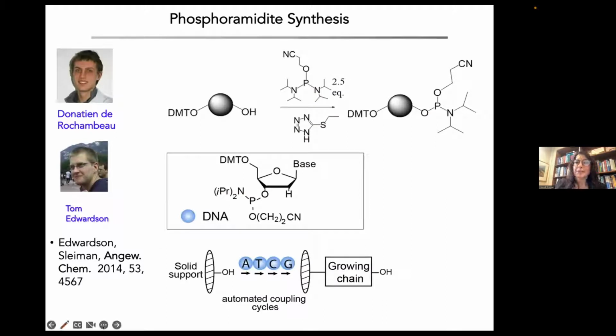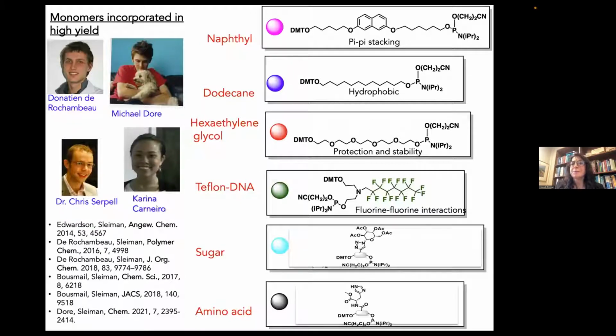Okay, so what we need to do for this, and I'm not going to go over the chemistry here, is understand the chemistry that the synthesizer uses. And rather than use nucleotides as the monomers, we are going to use our own artificial monomers inside this exact same chemistry that the synthesizer uses. So I show you a small subset of the molecules that we have made in the lab. You have pi stacking, hydrophobic, PEG chains, fluorophilic interactions, sugars, amino acids of all sorts that we were able to add.